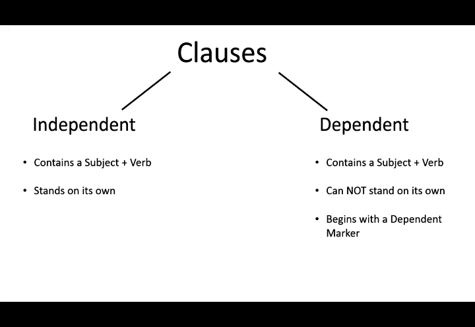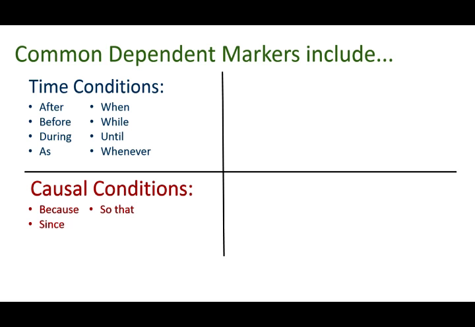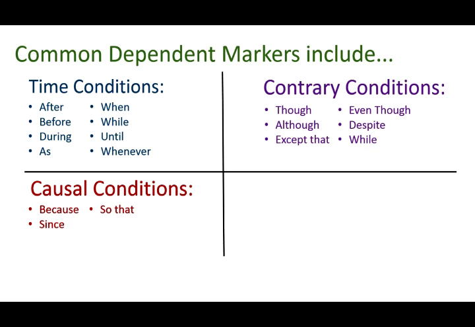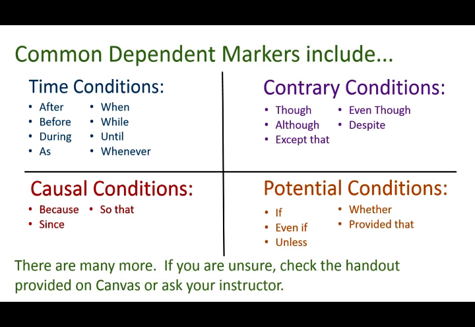A dependent clause also contains a subject and a verb, but it cannot stand on its own because it begins with a dependent marker. Most dependent markers are words that suggest conditions, such as time conditions, like after, before, when, and while; causal conditions, like because, since, and so that; contrary conditions, like though, although, except that, and despite; and potential conditions, like if, unless, and whether. This is just a partial list, and there are many more dependent markers.